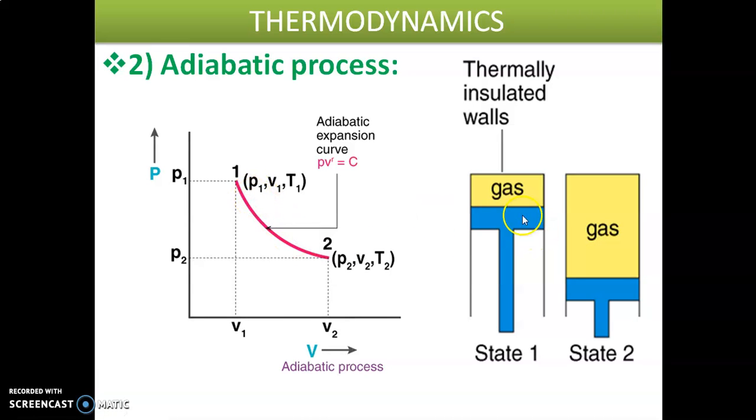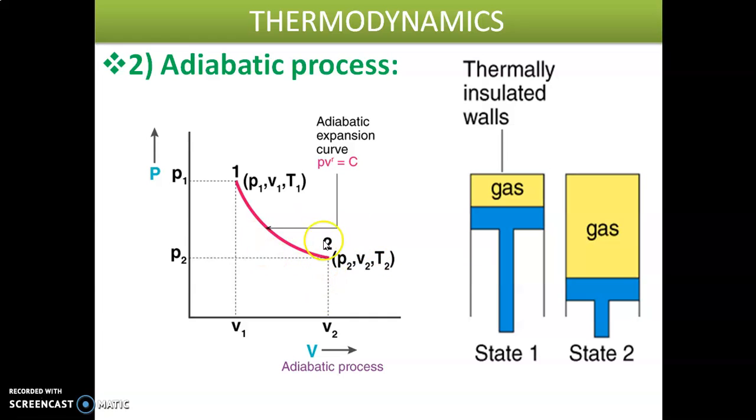So how can we represent this in the PV diagram? At stage 1 the gas has pressure P1, volume V1, temperature T1. At stage 2 we will have pressure P2, volume V2, temperature T2. If we join these 2 points, stage 1 and stage 2, this is the adiabatic expansion curve. PV to the power of gamma is equal to constant. So this is about the PV diagram. I hope you understand the PV diagram.